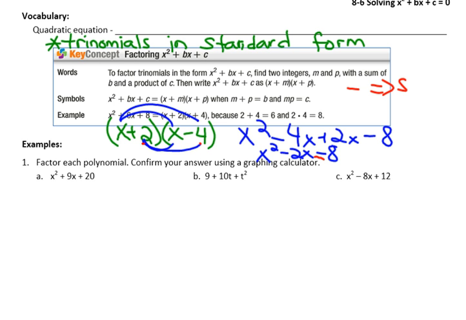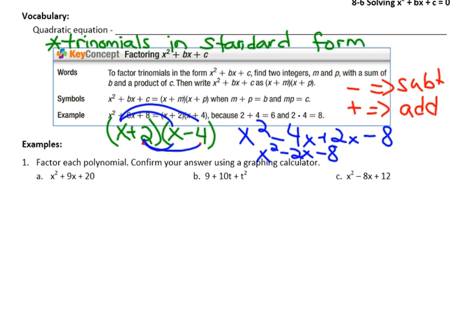Negative, subtract, positive, they have to add. So these would have to subtract to give me a negative 2. Well, negative 4 and 2 gives me a negative 2. All right, so that's really what we're going to be doing.